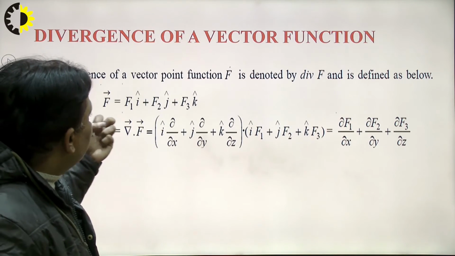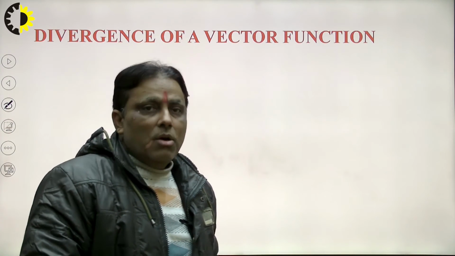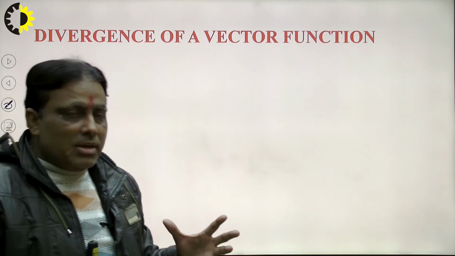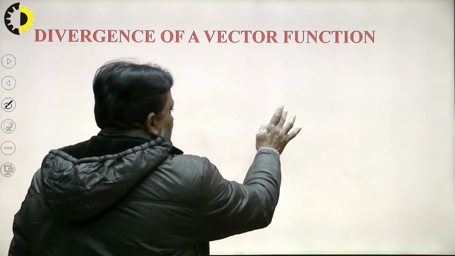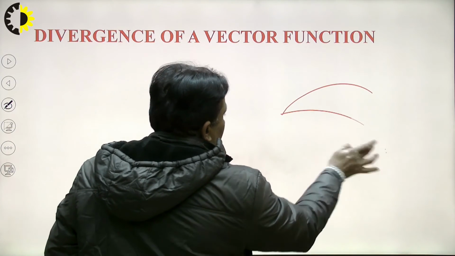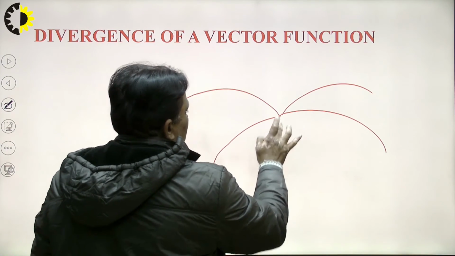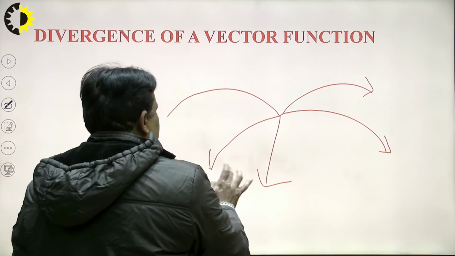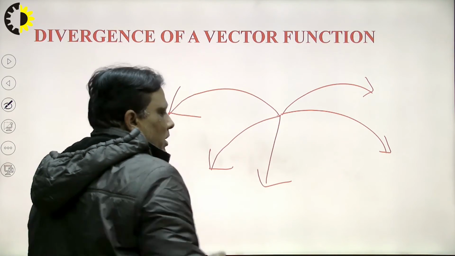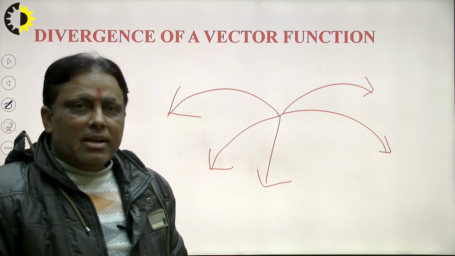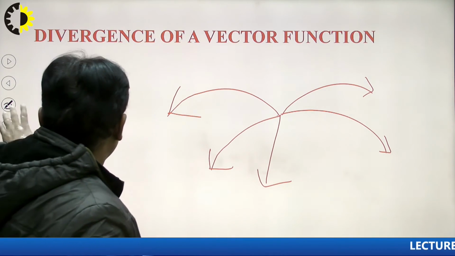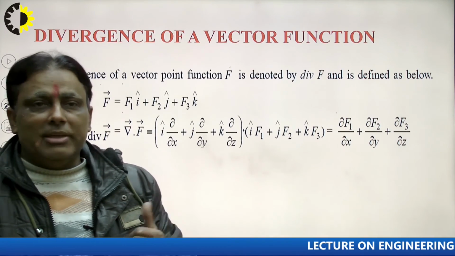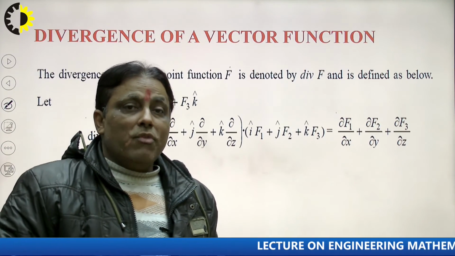Next is the divergence of a vector point function. What is divergence? Divergence means spreading at a particular point. What is the role of divergence? This plays the most important role. What is the divergence? The divergence of a vector point function.